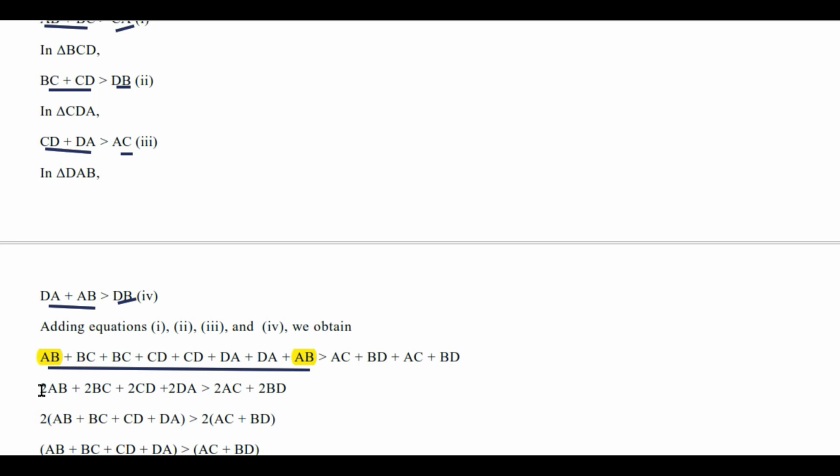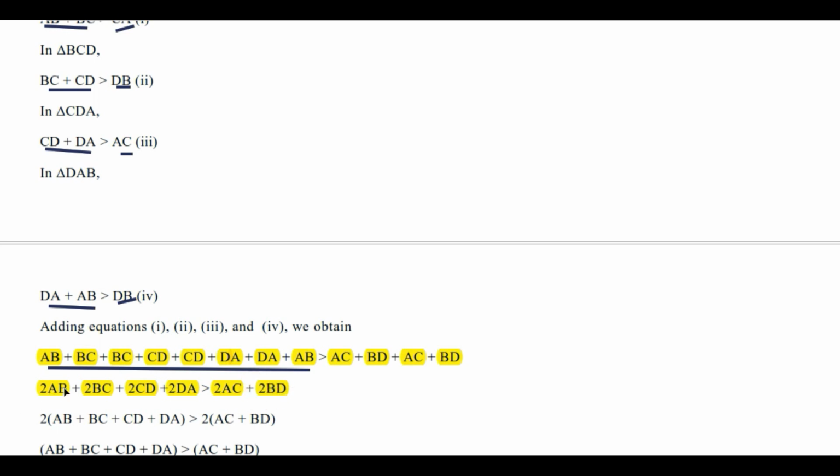So the answer is 2AB. Then we have two BC, BC and BC, so BC plus BC, 2BC. Then we have two CDs, CD plus CD, 2CD. Then we have two DAs, so 2DA. Similarly here we have two AC, so the answer is 2AC and 2BD.